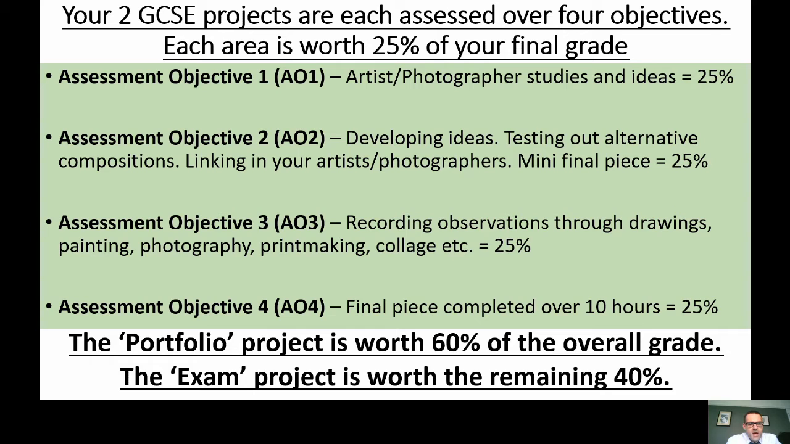So your 2 main projects, these are the assessment objectives 1, 2, 3 and 4. Each one is worth 25%. AO1 is photographer studies and ideas for the project. AO2 is you developing your ideas, testing out compositions, linking in your artists and photographers. AO3 is recording through drawings, paintings, photography, printmaking, collages, because photography is not just about taking photos. There's a link to art as well.